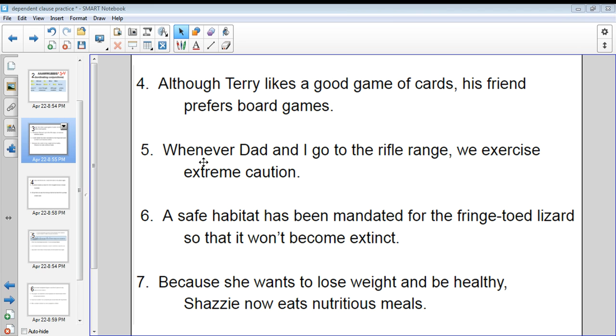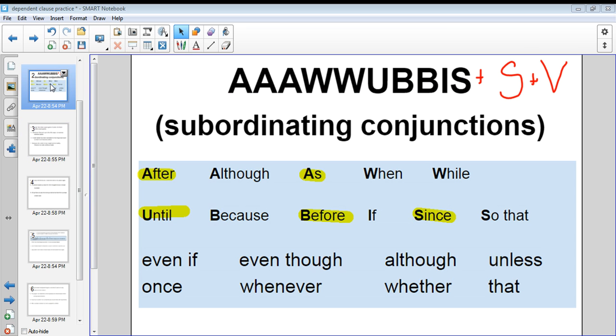We're going to practice identifying dependent clauses within these sentences. But let's go back to the top of this paper and make sure that you have these extra subordinating conjunctions written down in the bottom of your box. We highlighted certain ones that could be used as prepositions or as subordinating conjunctions.